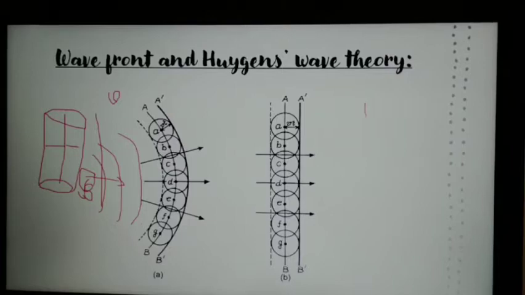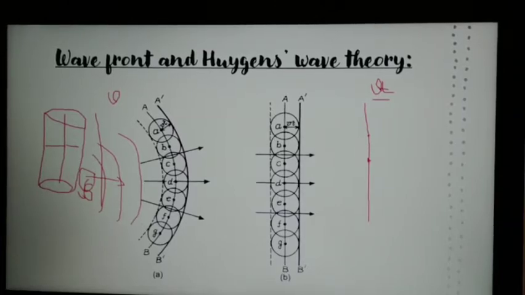Now suppose through this medium light is traveling with a velocity v, and suppose I am taking a plane wavefront here. This is a primary wavefront. Each point on this primary wavefront can act as another source. So you can predict where the next wavefront will be after a time t. After a time t, the light wave travels with a velocity v, so the distance traveled by light will be v into t.